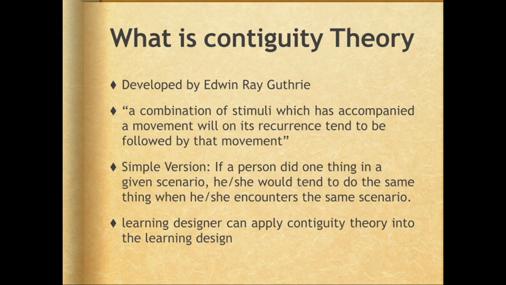Contiguity theory was proposed by a behavioral psychologist named Edwin Ray Guthrie. Guthrie states that a combination of stimuli which has accompanied a movement will on its recurrence tend to be followed by that movement. In simple words, if a person did one thing in a given scenario, he or she will tend to do the same thing when he or she encounters the same scenario.